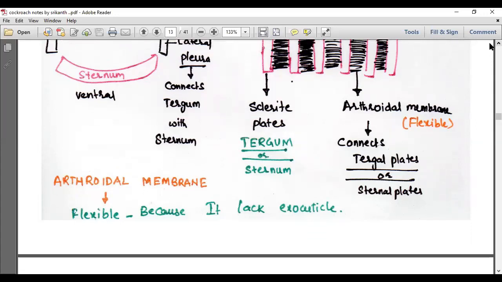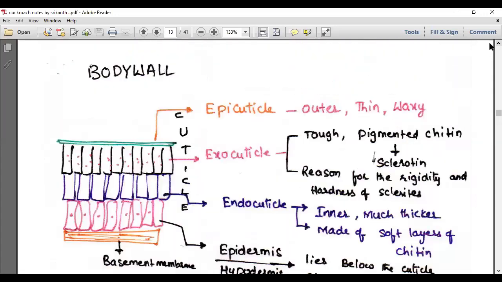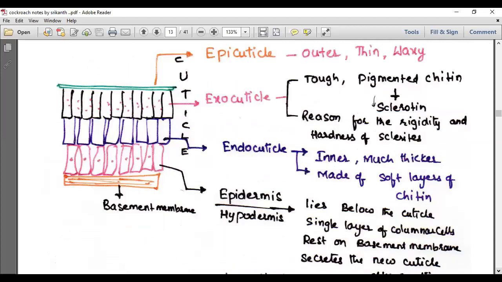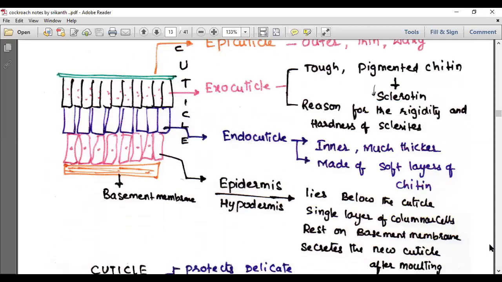So these are the events of the body wall. I will remind you of the body wall again. This is the body wall. The outermost layer is cuticle. But cuticle contains three more layers: epicuticle, exocuticle, endocuticle. The outer thin waxy layer is called epicuticle. The tough, pigmented chitinous layer, polymerized chitin we said. That means the chitinous layer is getting polymerized to make the hardest substance called sclerotin. Where do you find the sclerotin? In the exocuticle. Then below the exocuticle, we see endocuticle is present. Epicuticle, exocuticle, then endocuticle. So below this cuticular layer, you can see epidermis.